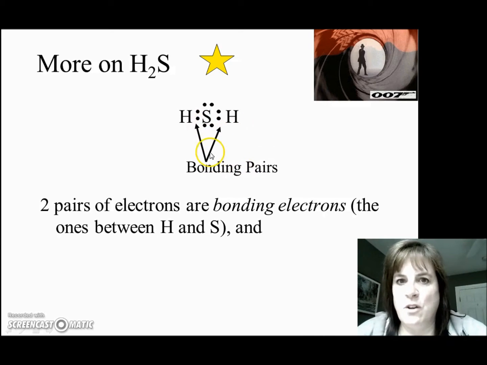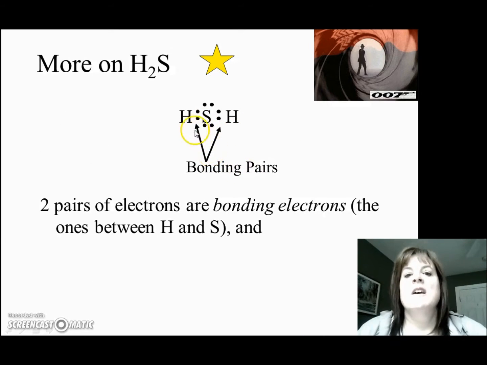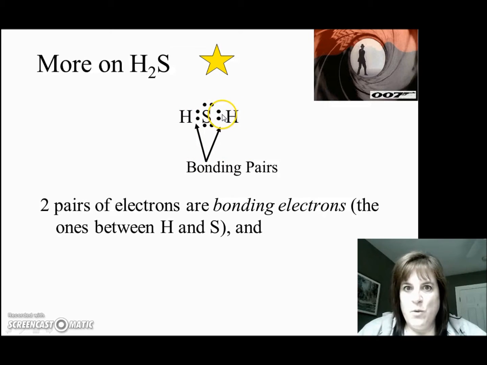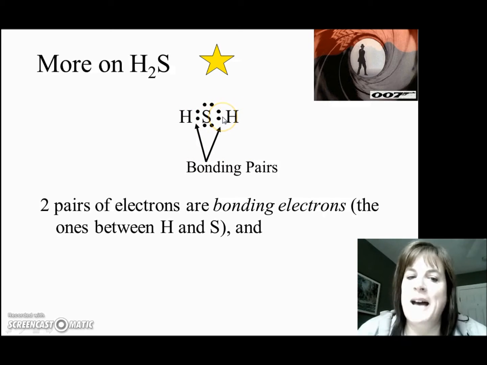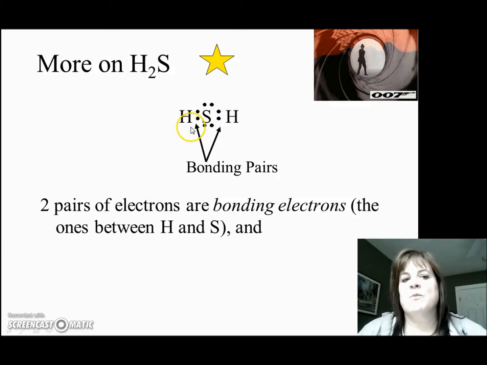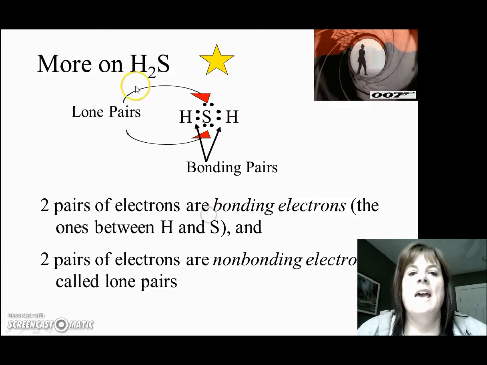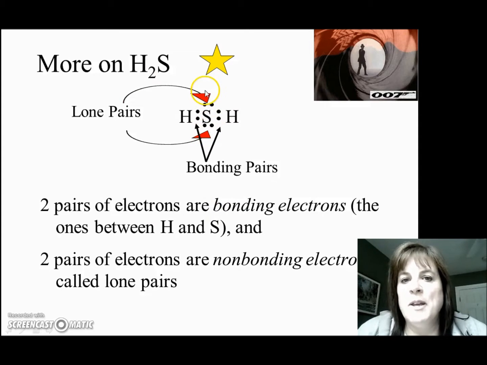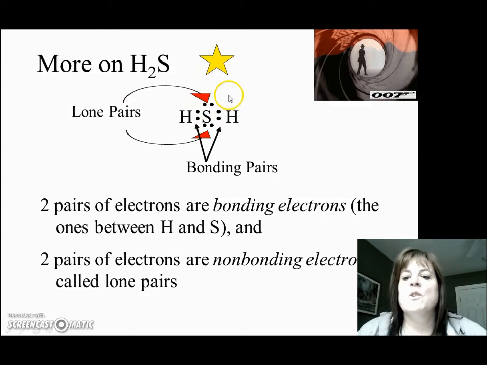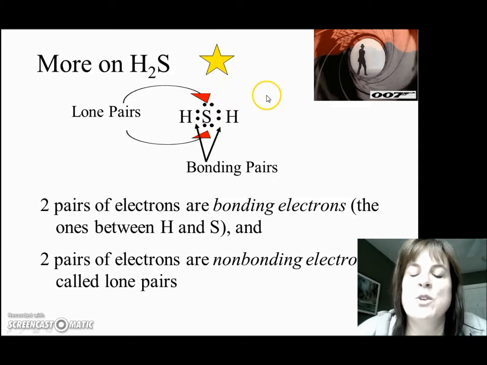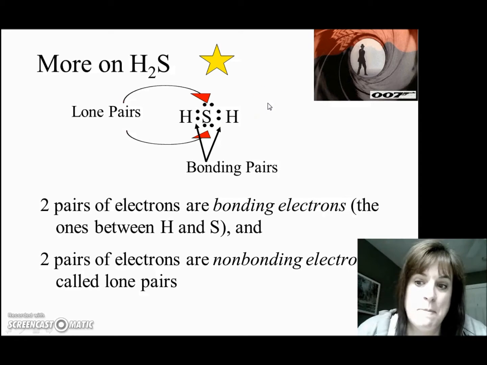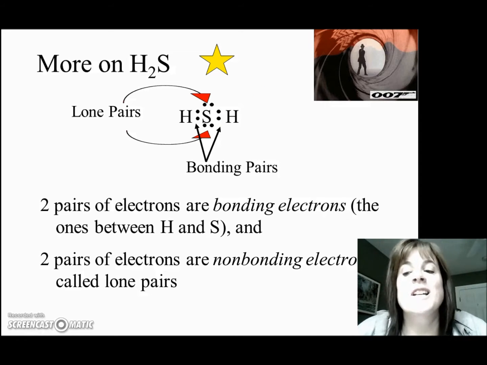So let's go over a couple little name things. So these guys, right, the ones between the atoms are called bonding pairs, and in this case we have 2 pairs of electrons in bonds. And these guys are all by themselves. They're not between atoms, and those are non-bonding electrons, which we call lone pairs. You're going to need to know that for our next video.